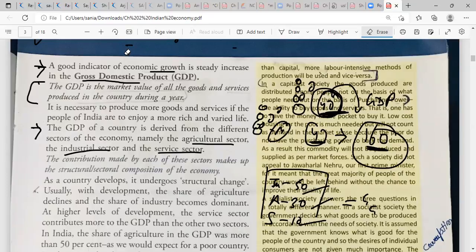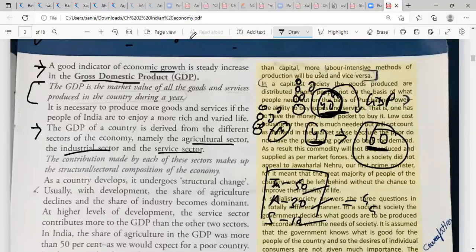Ma'am, in this only till service sector, right? Yes. You have to write this first, then this GDP, then this point. The GDP of a country is derived from different sectors, till here, service sector. Yes. Okay. I'm done.